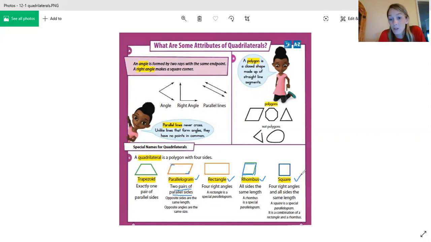Okay, so this is kind of the lesson today, is we're looking at shapes and realizing that they can actually be classified as different names because they follow that definition.